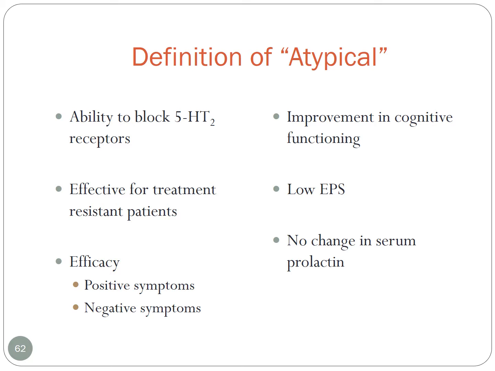But in general, we'd like them to also have the ability to block serotonin receptors and to be effective for patients who have treatment resistance, meaning that maybe they've tried and failed a couple of agents. We also want it to be effective for positive and negative symptoms, as well as improved cognitive functioning. Ideally, we'd like it to have low to no extrapyramidal symptoms and no change in serum prolactin. So we have several second generation antipsychotics available on the market, and not all of them meet these characteristics, but in general they do a better job of meeting these criteria than the first generation antipsychotics.